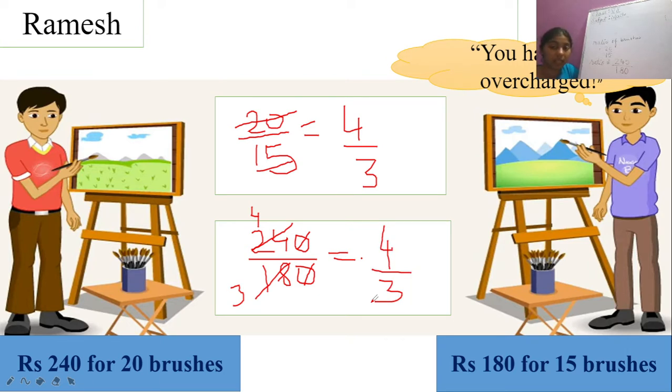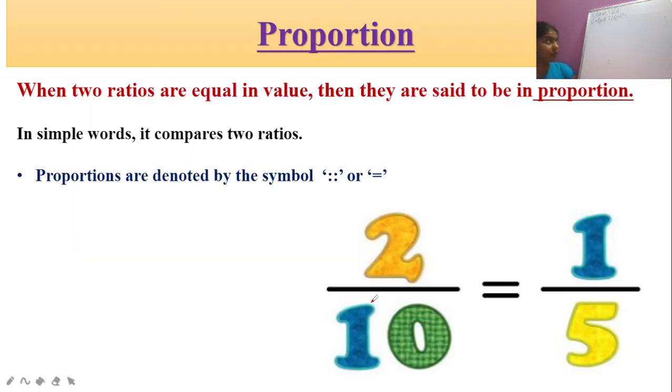So students, the claim which is said by Sandeep to Ramesh that the shopkeeper has overcharged them, do you find it out, is it correct or incorrect? Yes, that is incorrect, right students? So the shopkeeper has charged both people equally, but we came to know that only when we calculate the ratios, right? So this is our topic of discussion: how we can come to know that two ratios are equal. So what do we call that quantity? That is proportion.